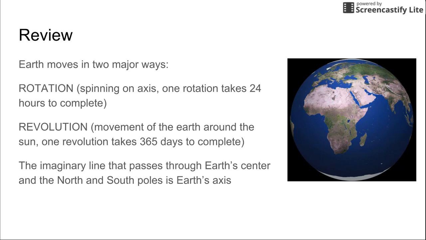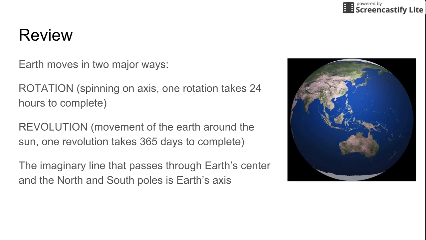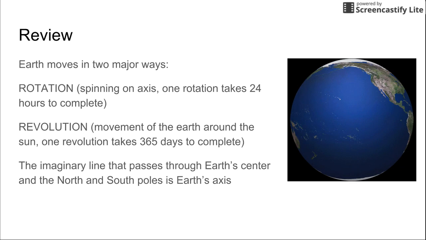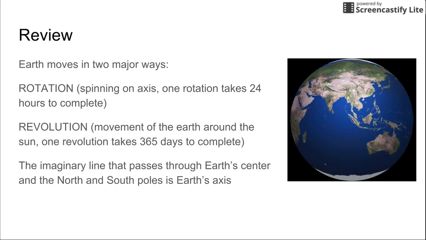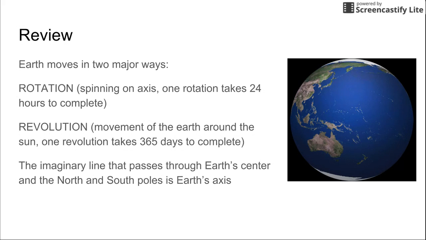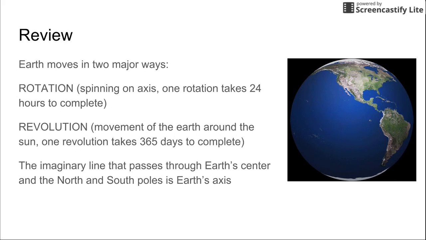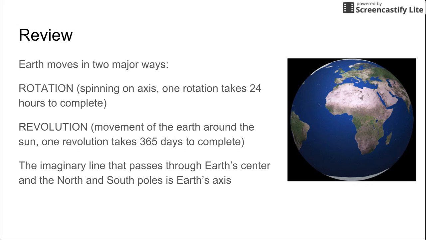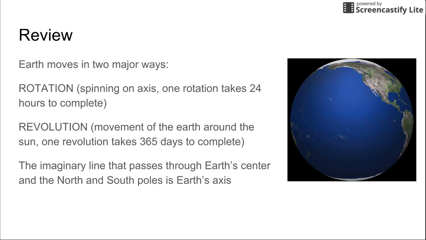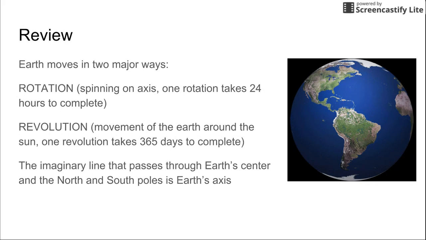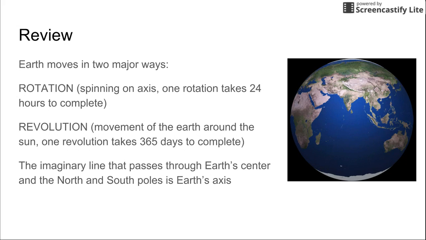So, quick review: the Earth moves in two major ways. There's rotation, which is spinning on its axis, and one rotation takes 24 hours. And then there's revolution, which is the movement of the Earth around the sun. One revolution takes 365 days to complete, or 1 year. The imaginary line that passes through the Earth's center and the North and South poles is called Earth's axis.